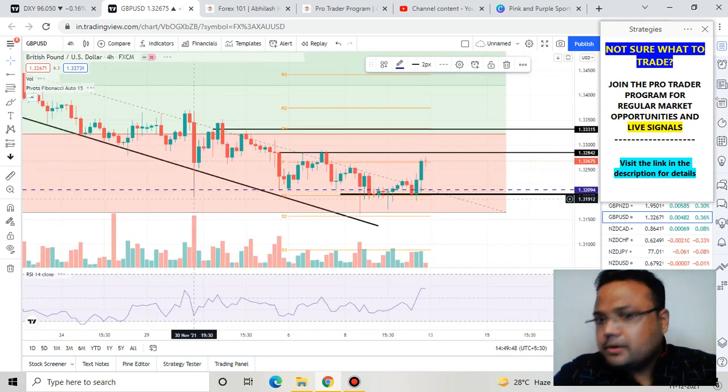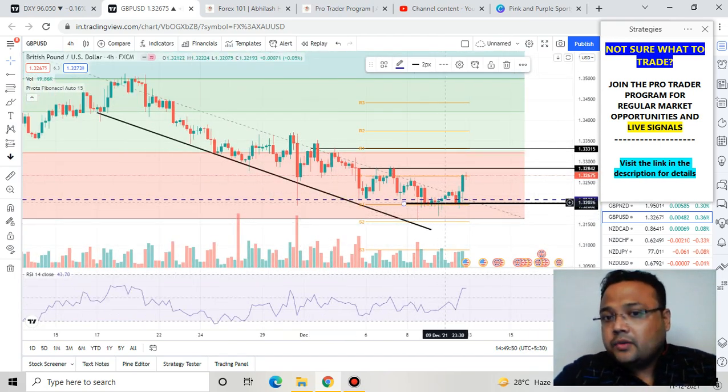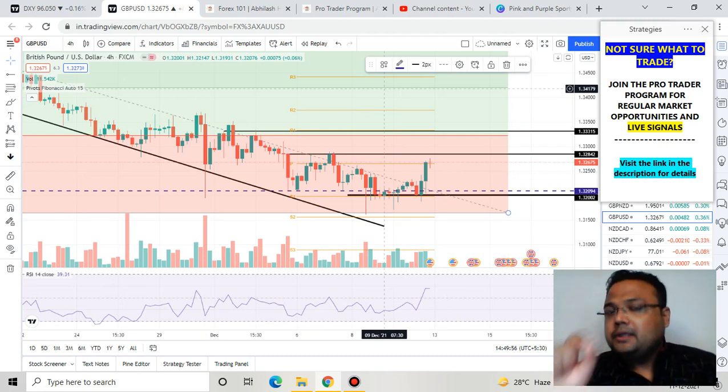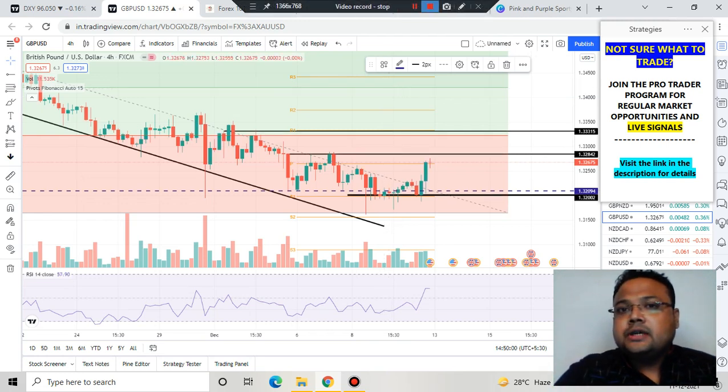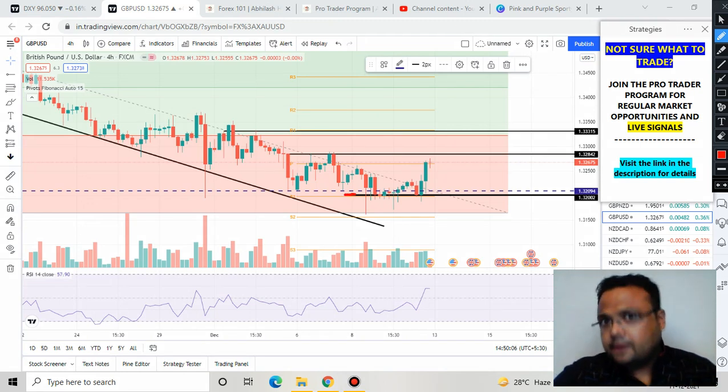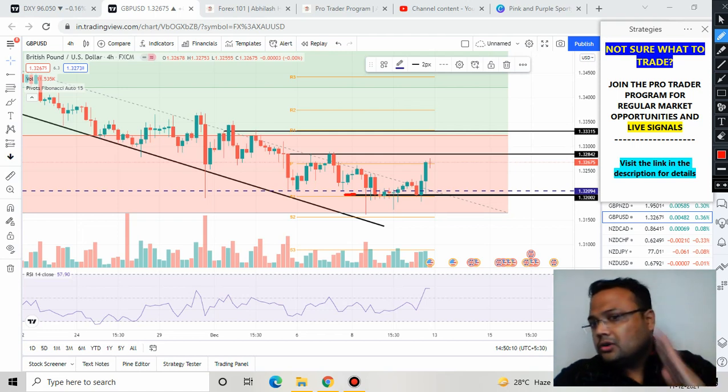And from this particular level only, GBP USD has bounced. So if you have already taken a buy position, then please continue with the trade. Do not exit unless you see GBP USD crossing this level, because this level will be acting as a support for the market. If you have a buy position, go with the trade. Do not close the trade right now.